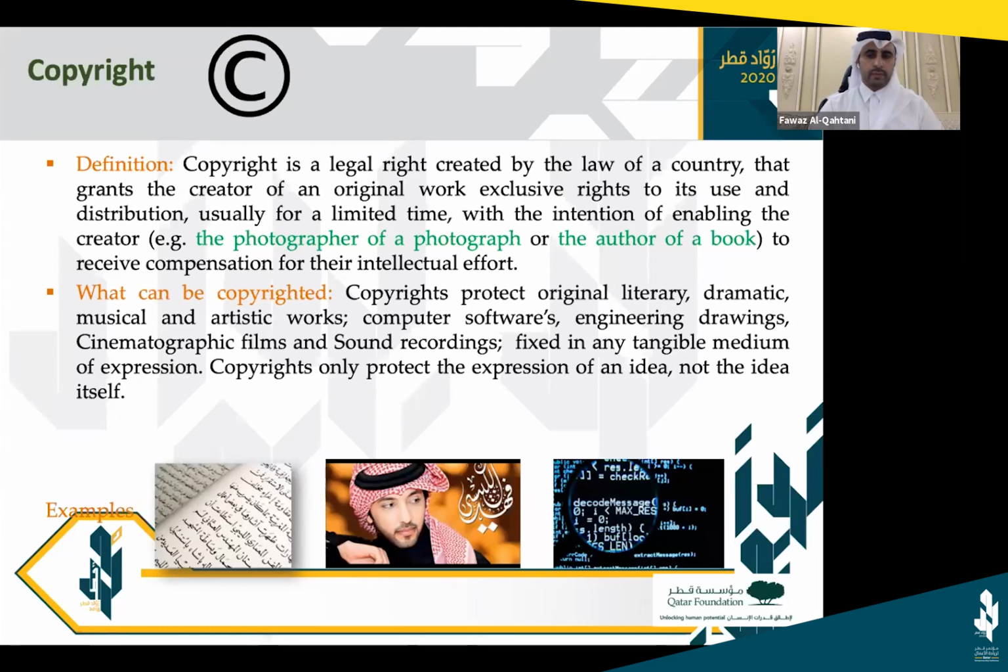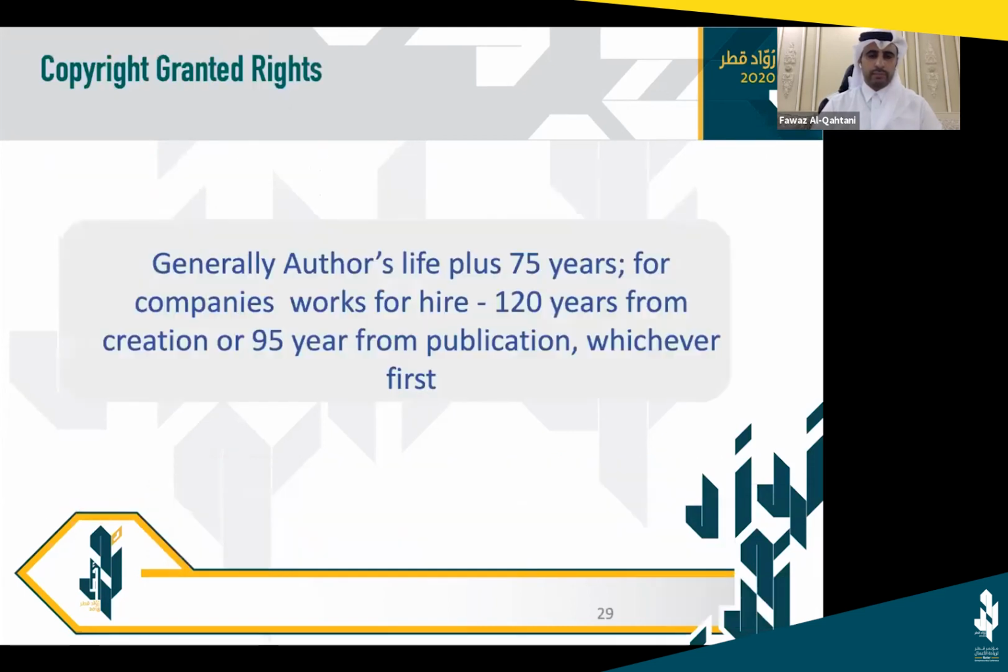and it can be a film, it can be a script, and there are many things that can be protected through copyright. What can be copyrighted, as I mentioned: original literary, music, and artistic works, computer software, engineering drawings. At the same time, for engineering drawings and computer software, when it's working with hardware or there is an algorithm behind it, then you can have a patent and a copyright at the same time. Copyright grants rights generally for the author's life plus 75 years; for companies, work for hire, 20 years from creation, or 95 years from publication.